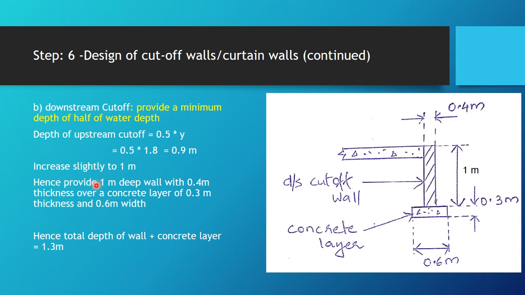slightly to 1 meter. Now we are going to provide a concrete layer of 0.3 meter thickness and 0.6 meter width below this wall. Therefore total depth of wall plus concrete will be 1 plus 0.3, that is equal to 1.3 meters. In this figure, this hatched one is a cutoff wall, that is a downstream cutoff wall with a thickness of 0.4 meters and height of 1 meter. Now below that there is a concrete layer with a thickness of 0.3 meter and width 0.6. Therefore total height of downstream cutoff wall, that will be 1 plus 0.3, that is equal to 1.3 meters.